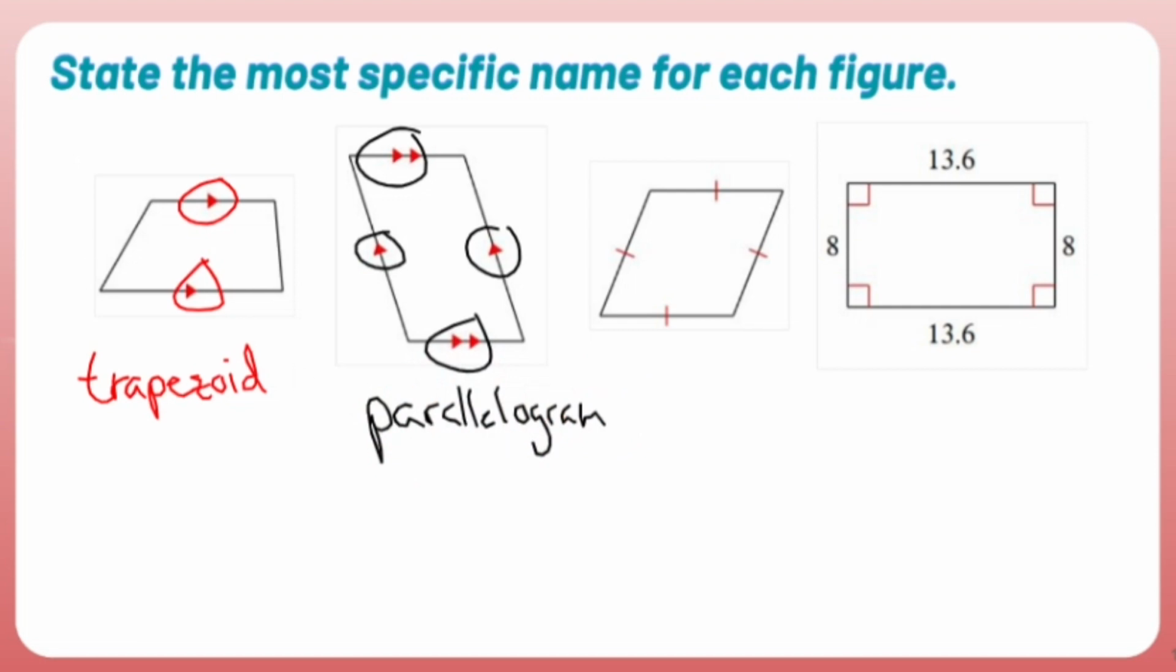Okay. This guy right here. Congruent, congruent, congruent, congruent. Don't know anything about the angles. Don't know if they're parallel. But what I do know is all 4 sides are congruent, which means this would be a rhombus.